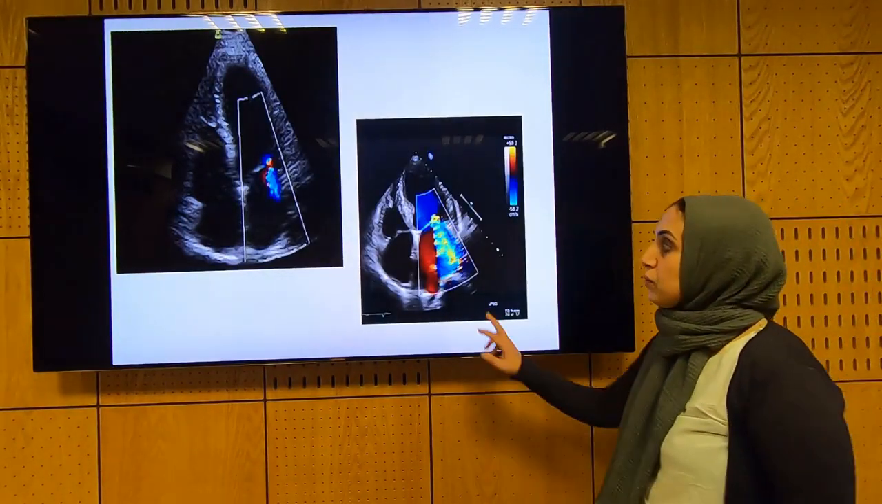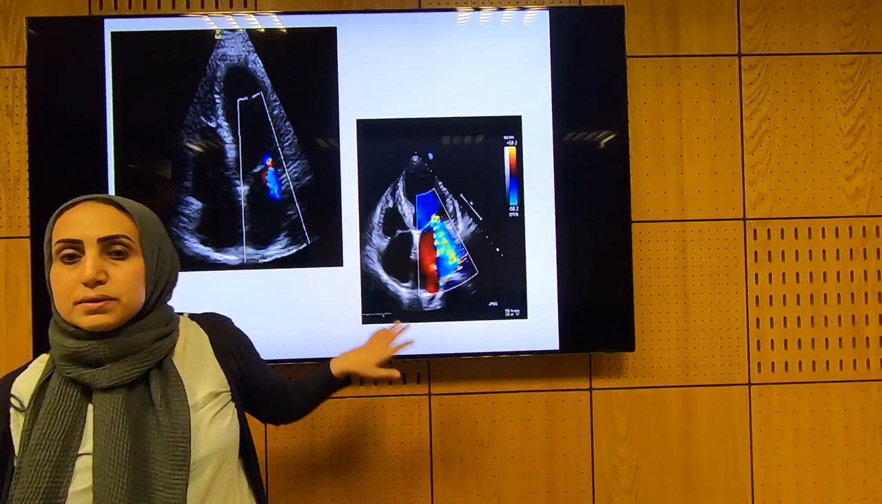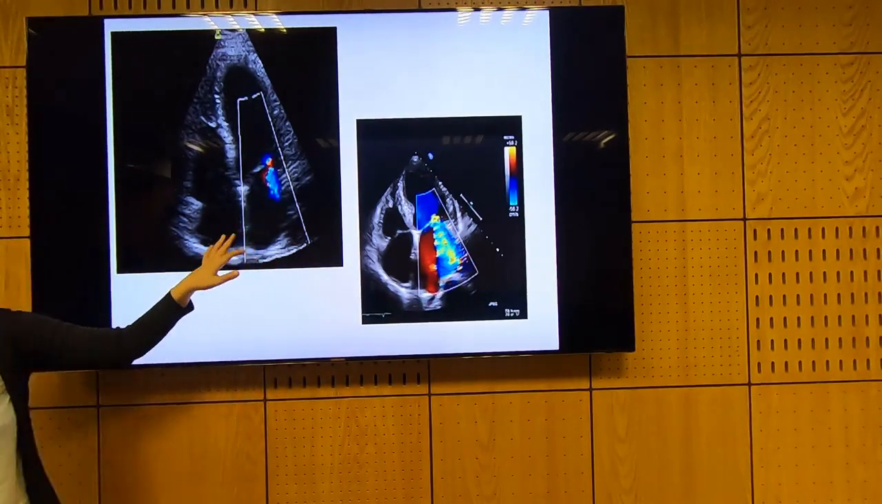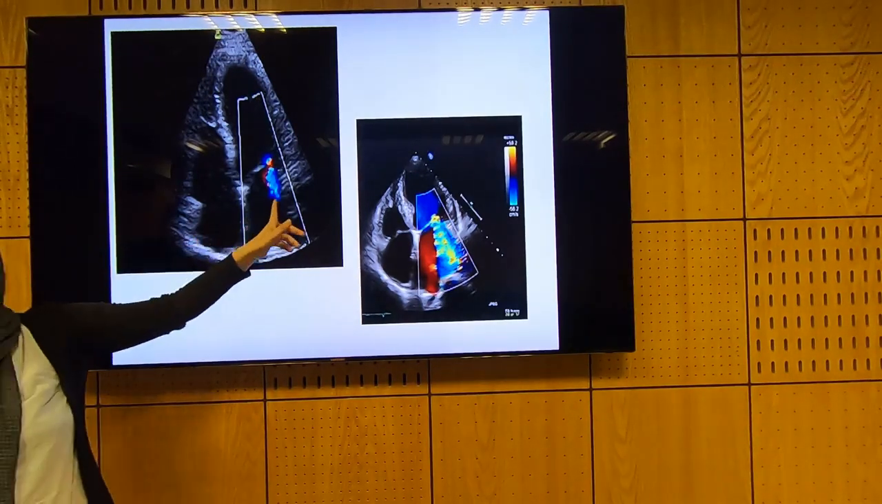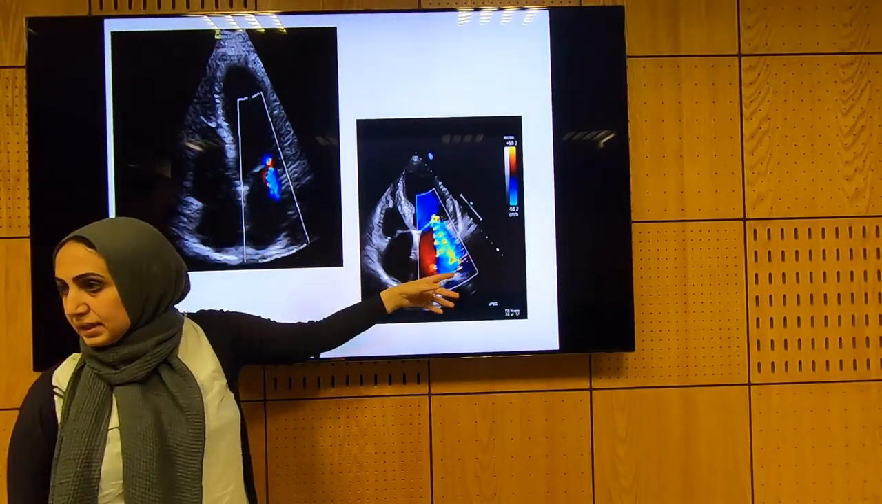Now we have this. We are familiar with this blue color. What does this blue color mean in these views? Degradation. Why? Because the flow is going away from the probe. But we have here a mild case and here a severe one.